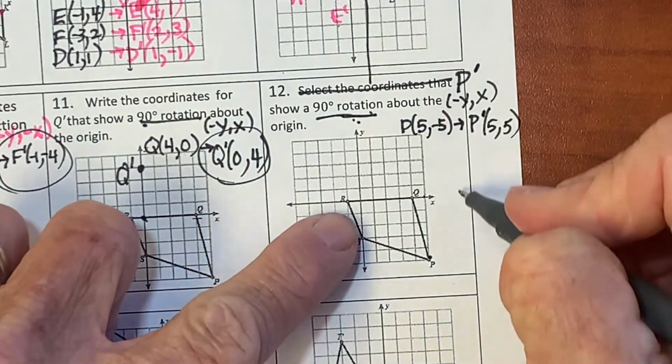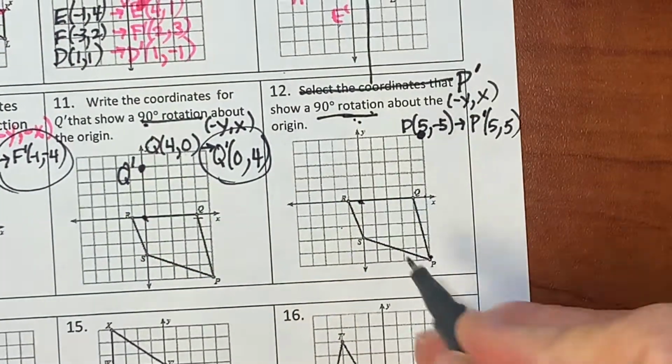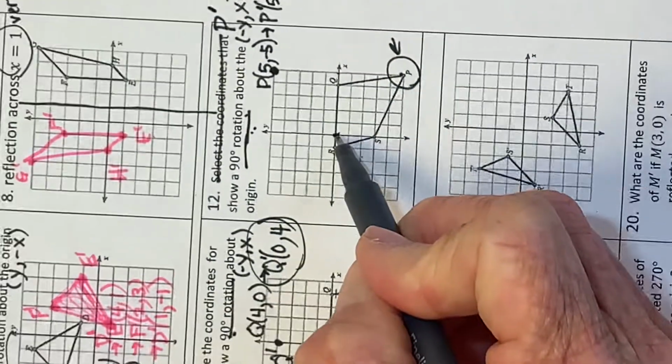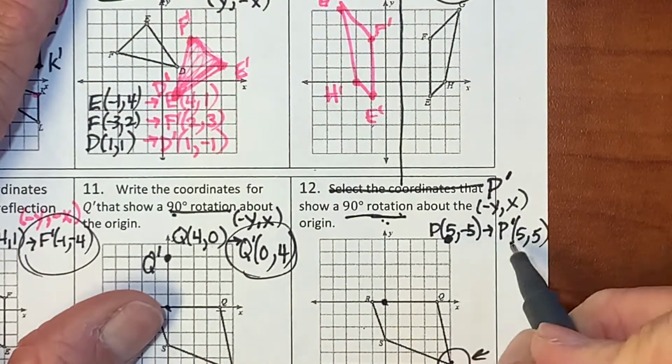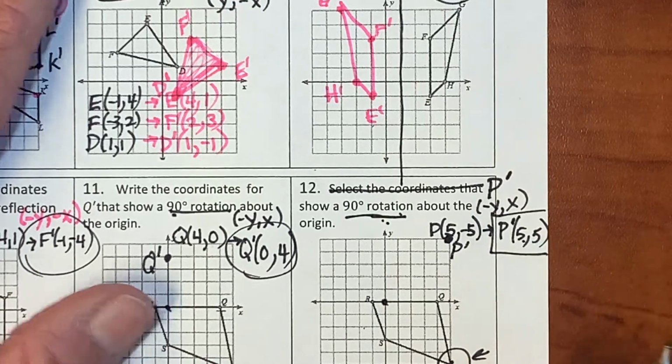So P ends up here at 5, 5, which sure enough, here's P, just follow it with your eyes. If I do a 90-degree rotation, it ends up at the top of the box, which is where we're saying P prime. This is P prime. So this is the answer, the ordered pair, or at least how I modified it.